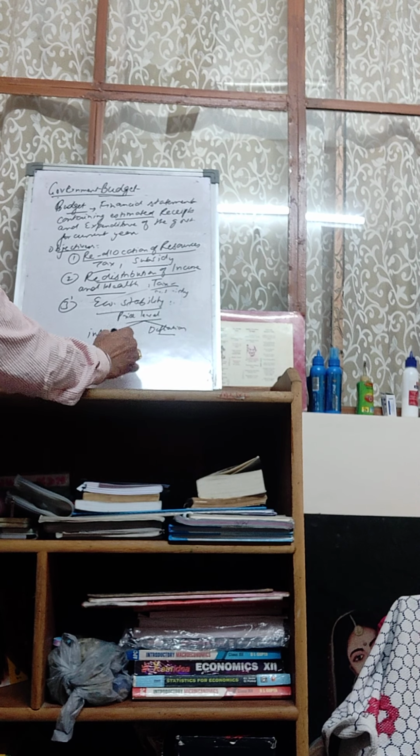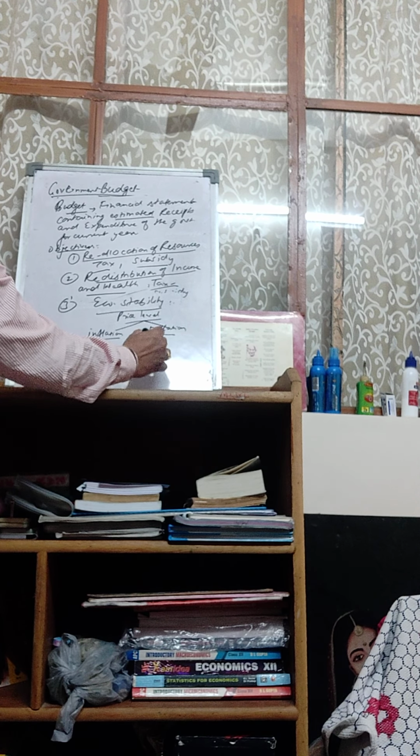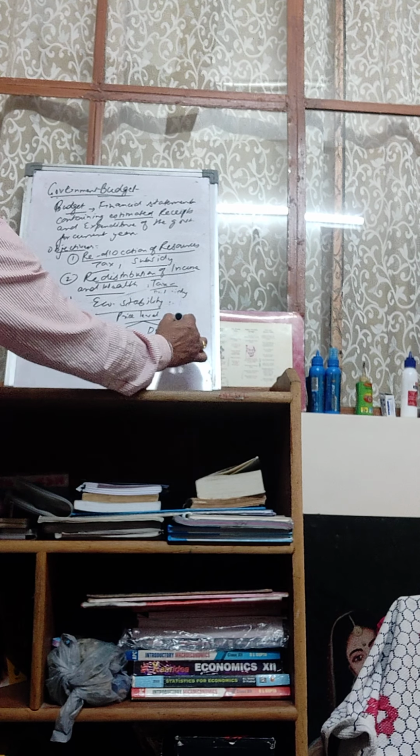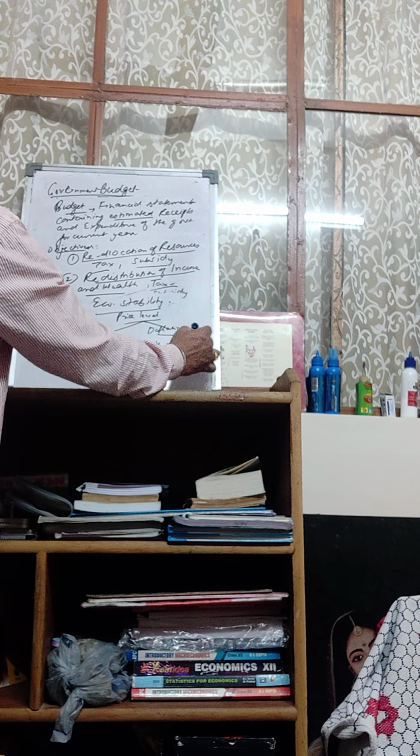Now fourth objective is economic growth. That means it is with the help of budget the government can bring about economic growth in a country. Now economic growth, as I told you before in planning chapter, it is concerned with the growth in GDP. And GDP means gross domestic product. It includes the value of all types of goods and services produced during an accounting year.